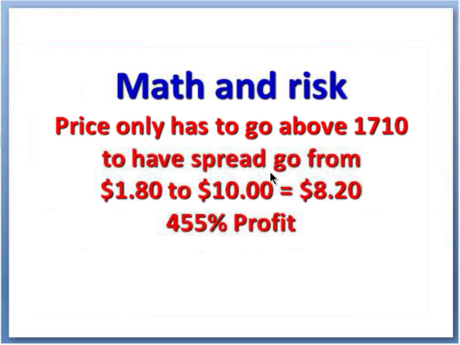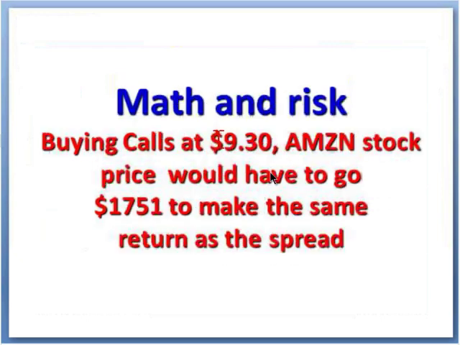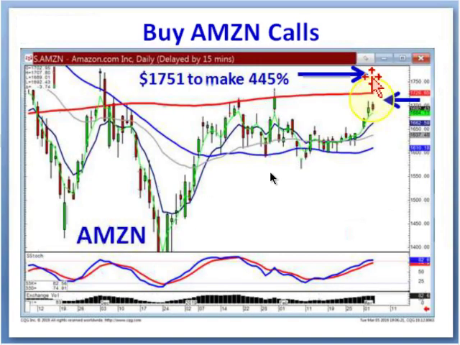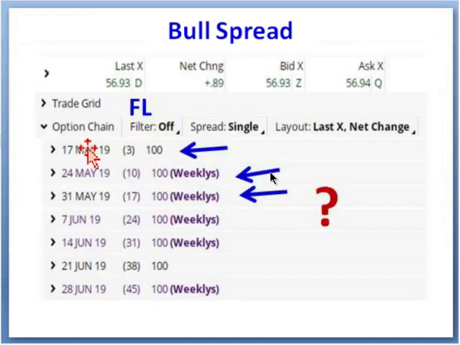Or the other way to look at it is, if we bought the calls to make the same return as a spread that only needed to go to 1710, the price would have to go up to 1751 or up in this range to make the same return as a call spread. So our other factor is how far out do we want to go? We can always calculate how many days we need.